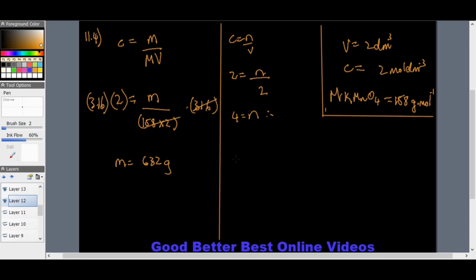So now we can substitute that into n is equal to m over big M. So 4 is equal to mass divided by 158. So 158 times 4 gives us still the same answer, 632 grams. Same answer. Okay, so don't let it fool you. It's a big number.